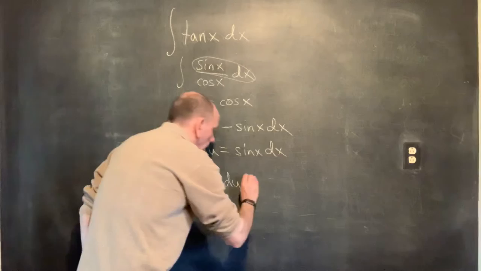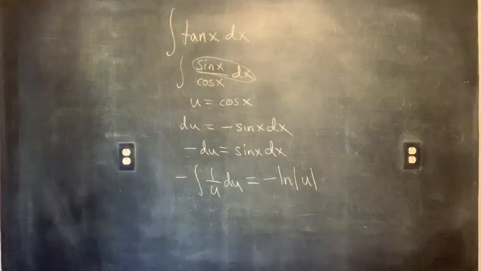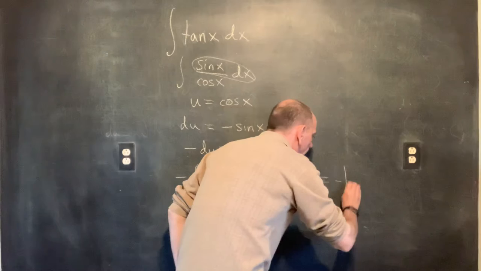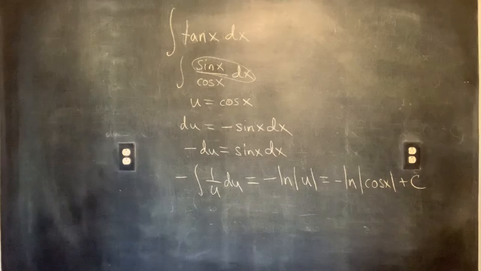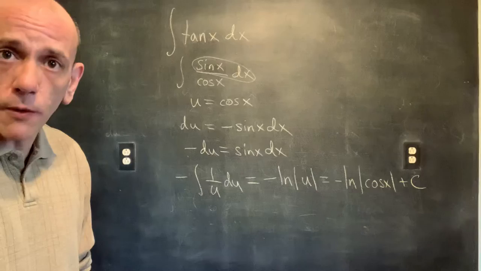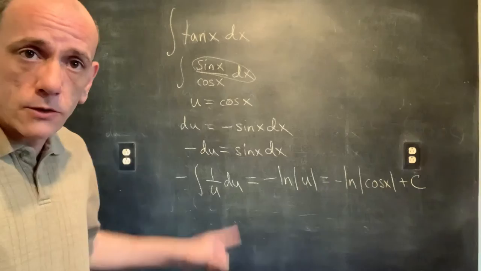Now, that's an easy integration. 1 over u is ln absolute value of u. I have negative ln absolute value of u. But I was asked to do this in terms of x, not in terms of u, so I just need to back sub. And I go, well, u is the cosine of x. So it's negative ln absolute value cosine of x plus some constant. And there you go. Okay, so we've derived the rule for the tangent by using a straightforward u substitution. And that explains where that weird ln comes from. You're like, why would that come from? What's going on with that ln absolute value stuff? Well, it's coming from this u sub, 1 over u.